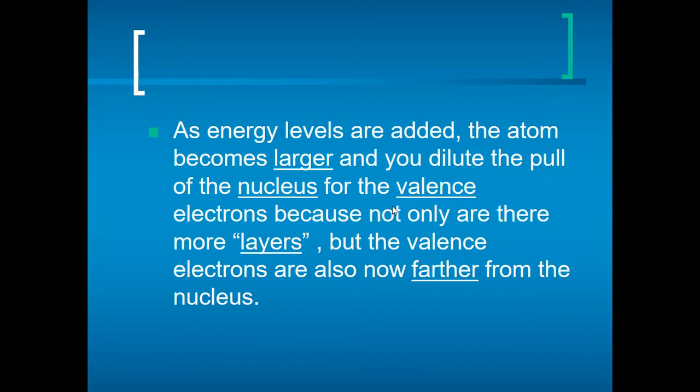So when there are toddlers, you keep those electrons close by. You keep your children close by. As you get older, you give them a little more independence. As your child goes to college, they're much, much further away. You don't have as much control over what they're doing. Same thing applies here. Because there's more distance between these protons and those valence electrons, there's going to be less of a control, less of an influence. So as you add energy levels, the atom becomes larger and you dilute that pull of the nucleus on the valence electrons because there are more layers, more distance between the valence electrons and the nucleus.